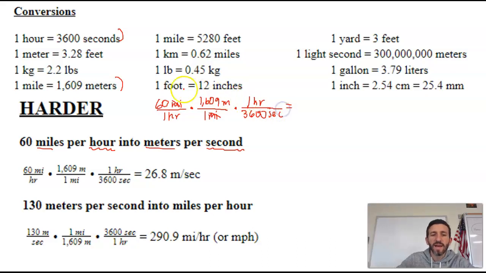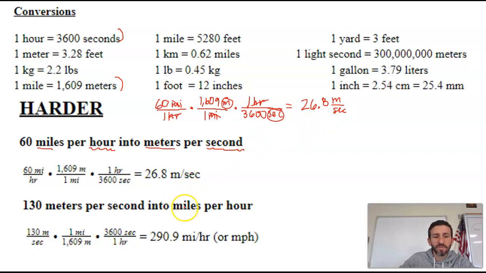So how do you do this math? Well, first of all, I got to get rid of my hours there. I've got 60 times 1609 divided by 3,600. And my answer at the end is 26.8. And then look, meters divided by second, or meters per second. Okay.